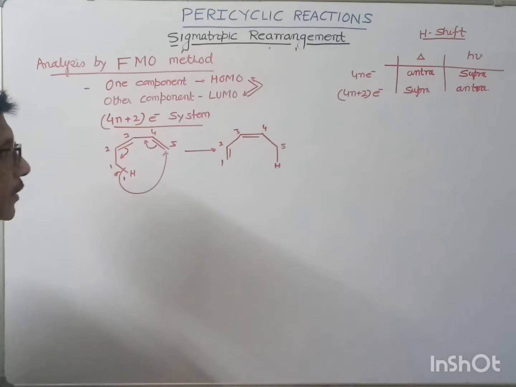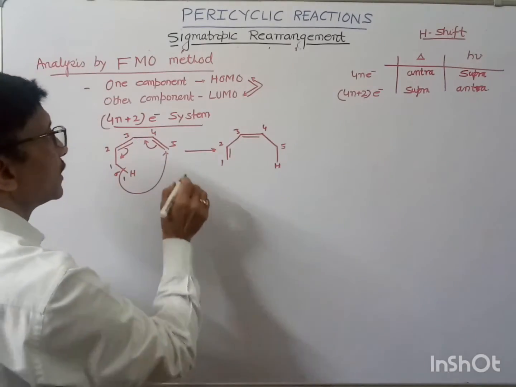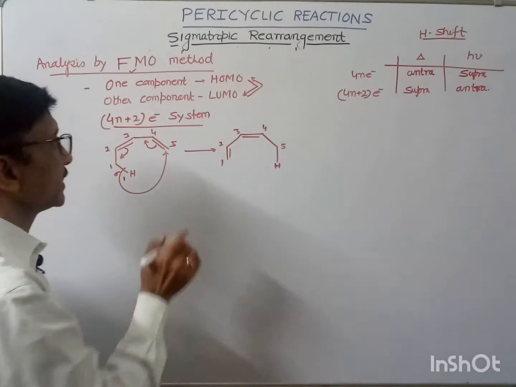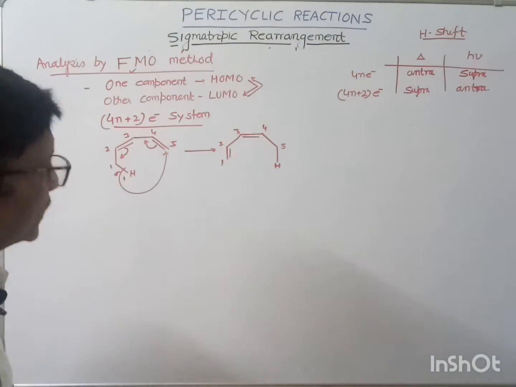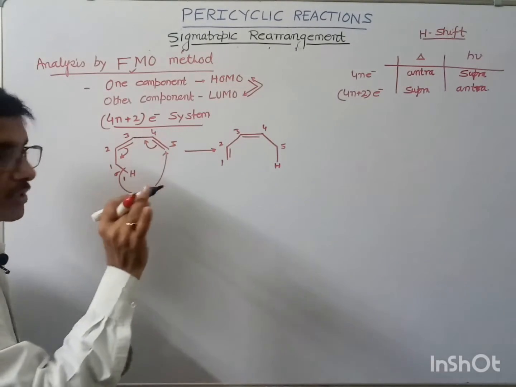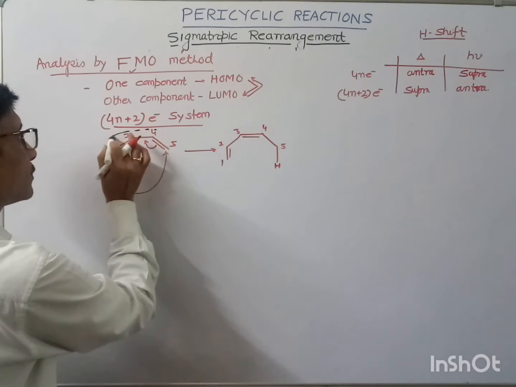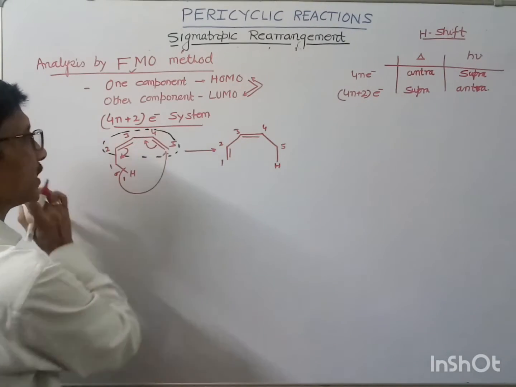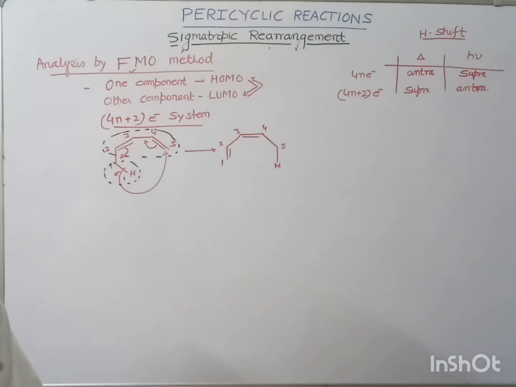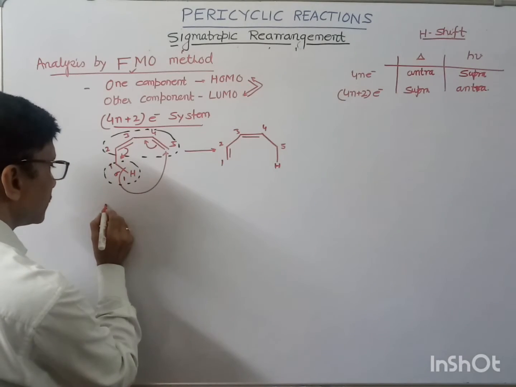Okay. Now, if you want to see this rule by the FMO method, one component is taken as the HOMO, another component is taken as the LUMO. So in here, how can you divide the two components? This is one of the components, butadiene, and this is the other component, the CH bond.